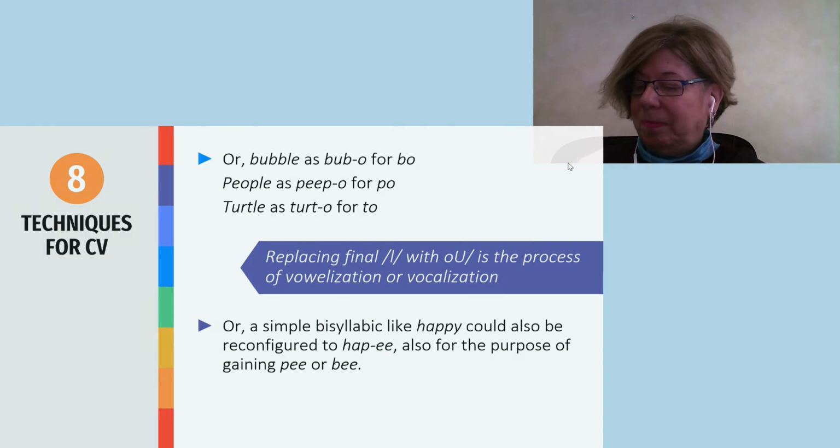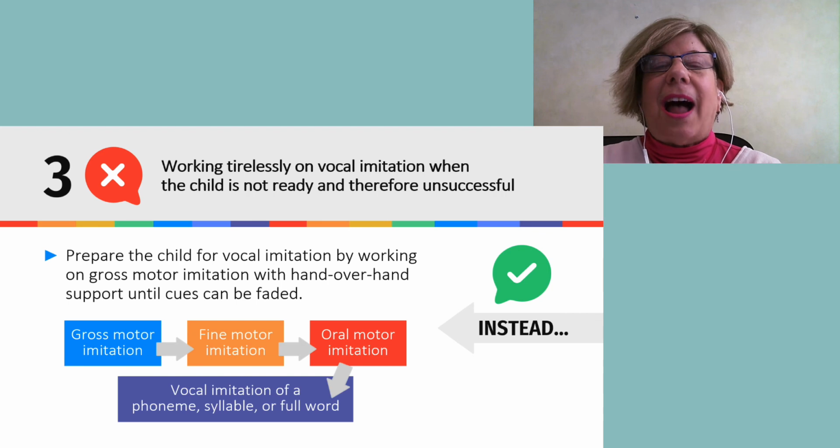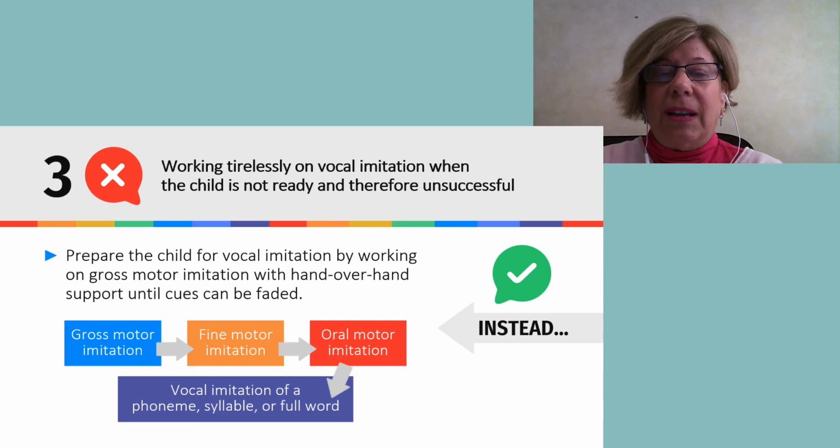Some of us are working tirelessly on vocal imitation when the child is not ready and therefore unsuccessful. I do a lot of video consultations, and very often I will see an SLP working with a child who's really not ready for vocal imitation, and the entire time they're trying to get the child to imitate a vowel or a simple syllable, and the child is never successful. That would be a very poor idea and not the place to start.